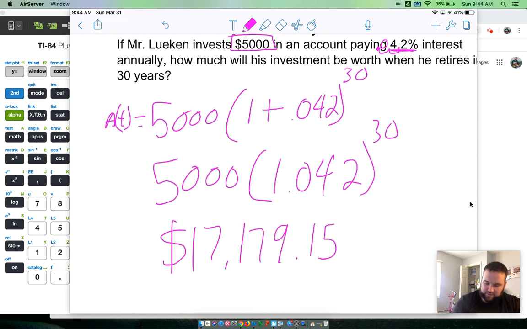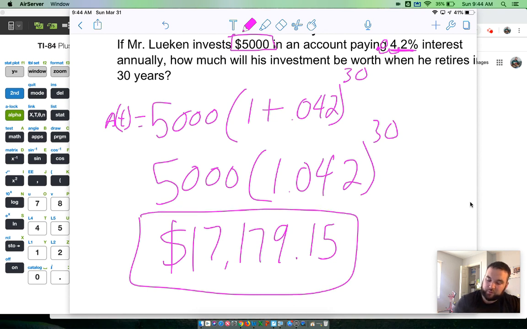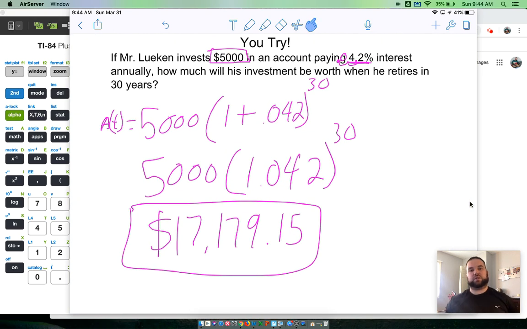So the money more than tripled in 30 years, and granted that's a long period of time, but 4.2% is a reasonable amount of interest to accrue. And that's why they say you want to start saving for retirement as early as you can, because the longer you keep that money in there, the bigger it gets.